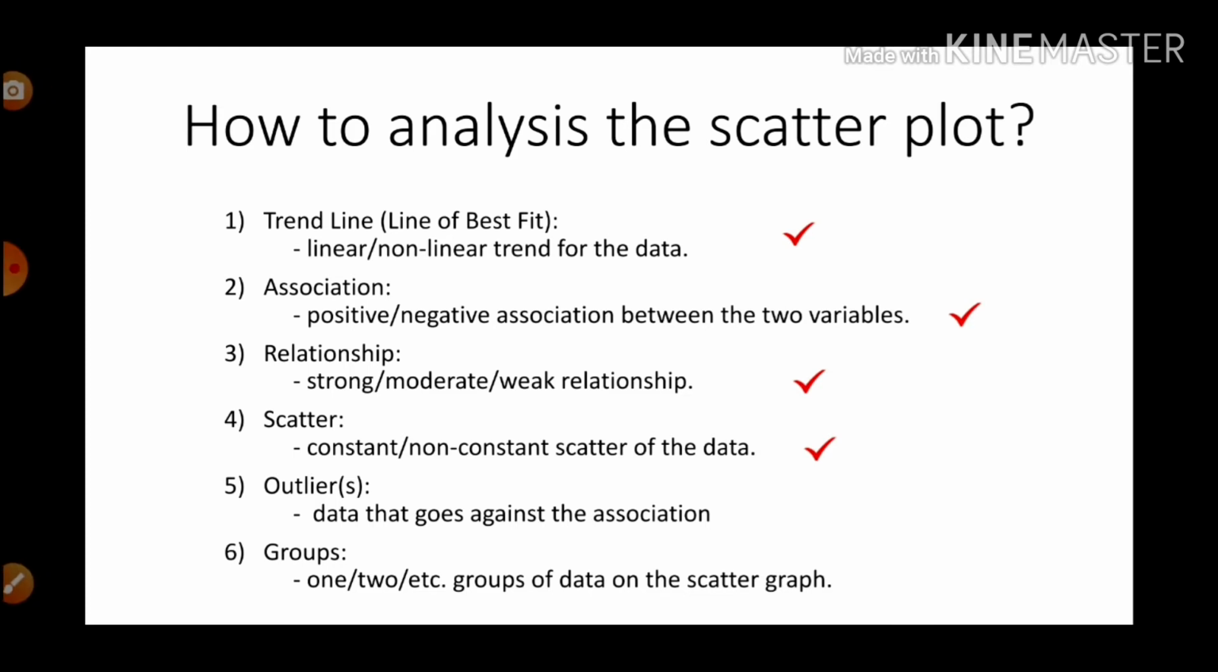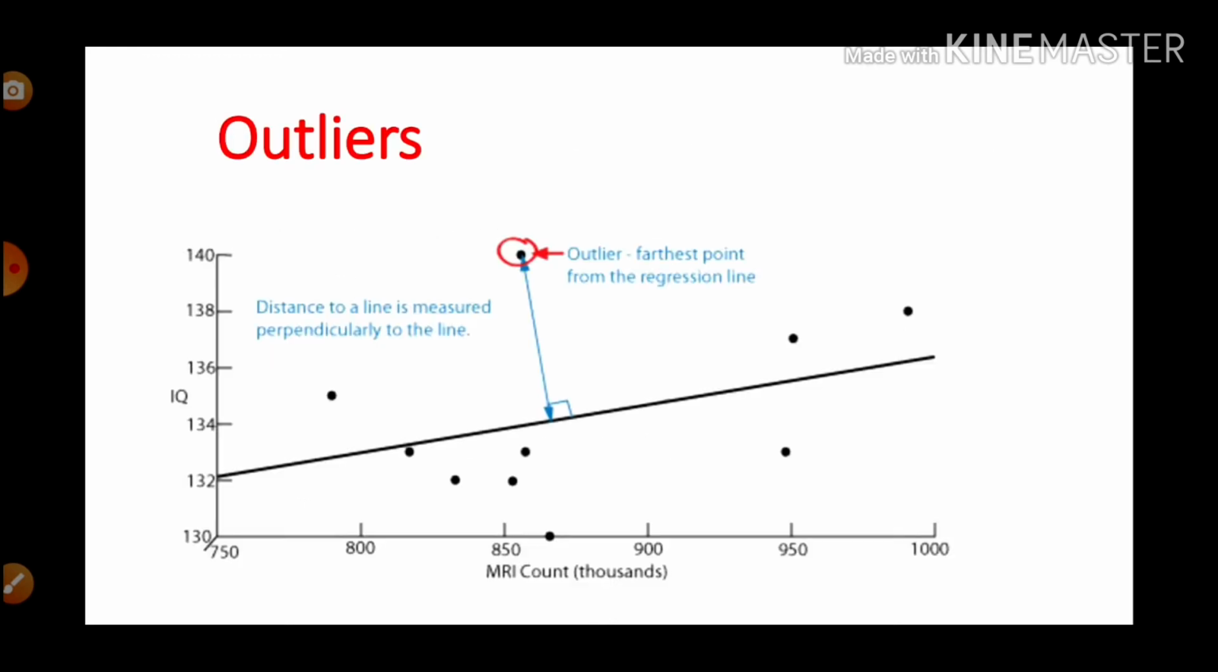Okay, now let's have a look at outliers. Right, outliers. If you have a look, this is the odd one out. Yep, it's not really following the regression line. Regression line is another term for line of best fit. So all the other dots are close enough to the line of best fit, except this point.